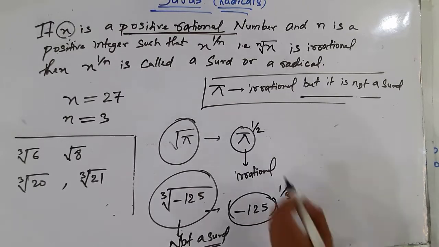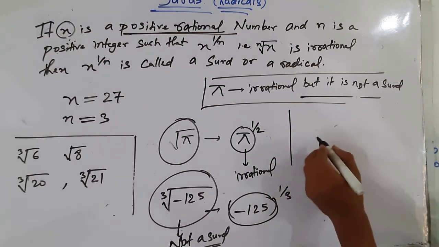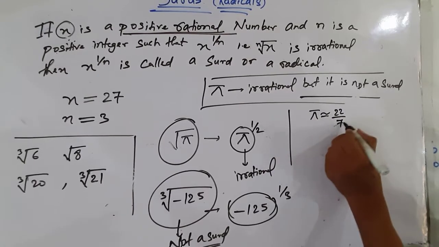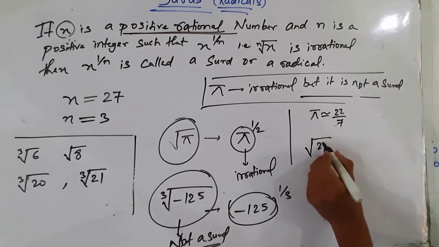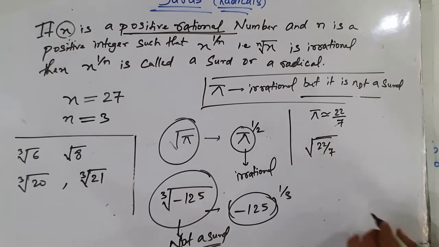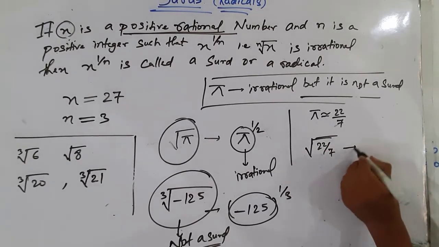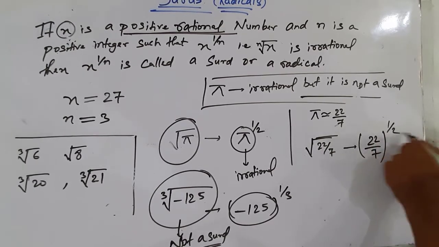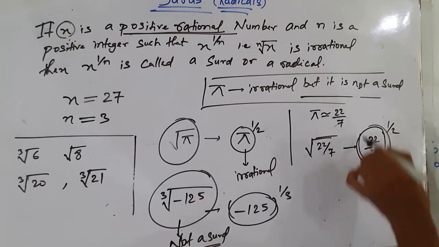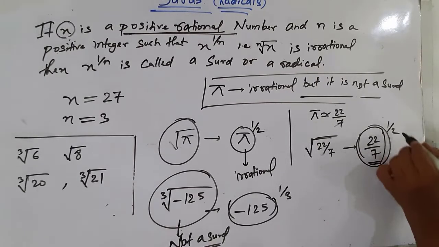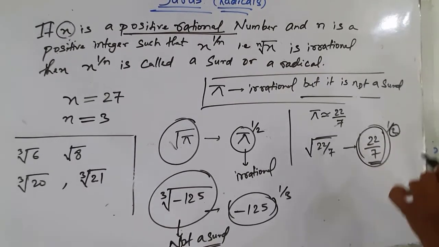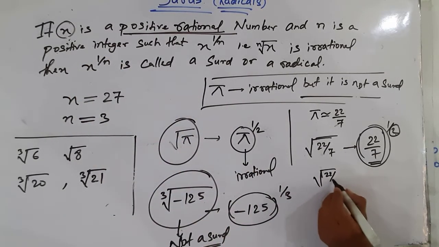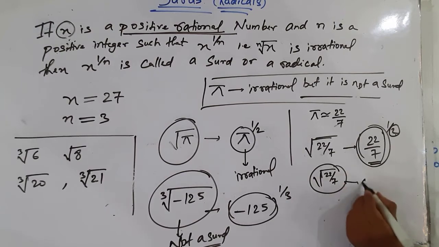Now one thing to note here: we know that pi can be written as 22 upon 7. So if we write under root 22 upon 7, is it a surd? The answer is yes, it is a surd. How? Because we can write 22 upon 7 to the power 1 upon 2. Here 22 upon 7 is a positive rational number, whereas n, that is 2, is also a positive integer. So we can say that under root 22 upon 7 is a surd.